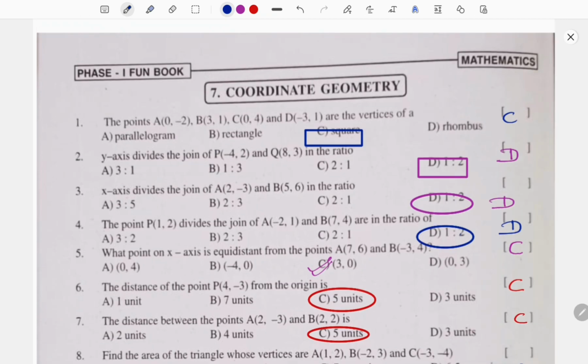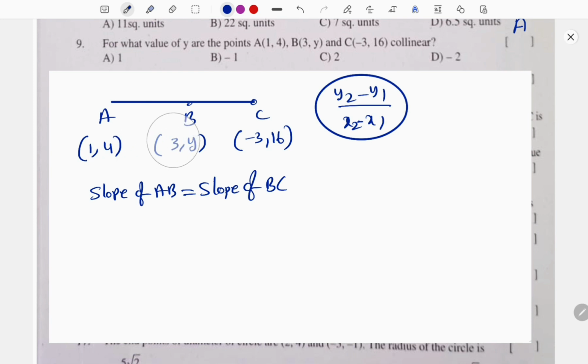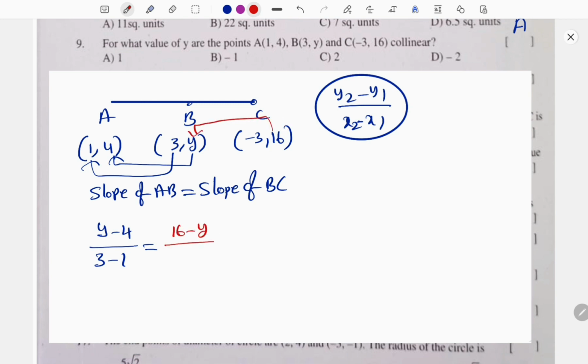So by using this formula, now we can find out the slope of the first 2 points, slope of AB. So y2 minus y1 means y minus 4 by x2 minus x1, 3 minus 1. Then for the other 2 points you can find out the slope, that is 16 minus y by minus 3 minus 3. So you can simplify this one: y minus 4 by 2 is equal to 16 minus y by minus 6.